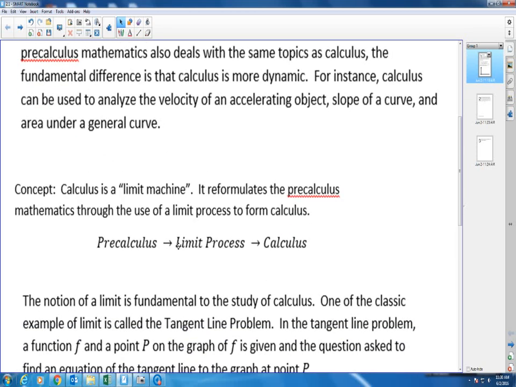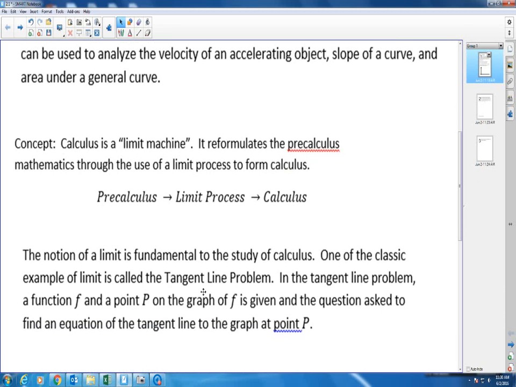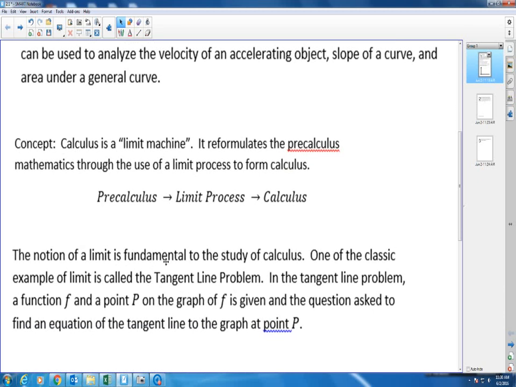Calculus is a limit machine. It reformulates pre-calculus mathematics through the use of a limiting process to form calculus. So far, we have learned a lot of pre-calculus materials. Before we can reach the actual calculus materials, we're going to learn about the limit process, and that's what the next few recordings will be about. The notion of a limit is fundamental to the study of calculus.